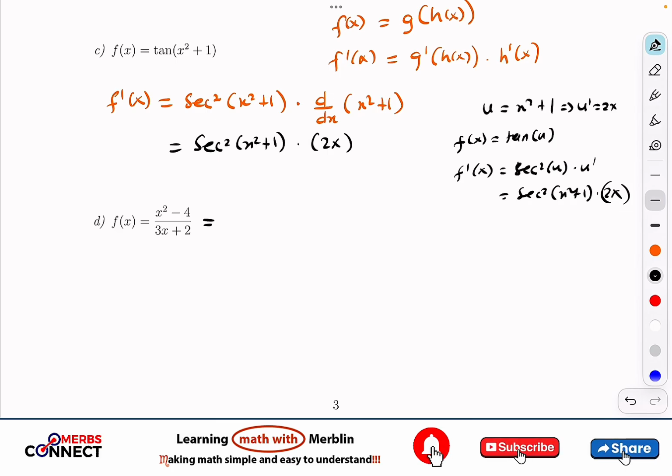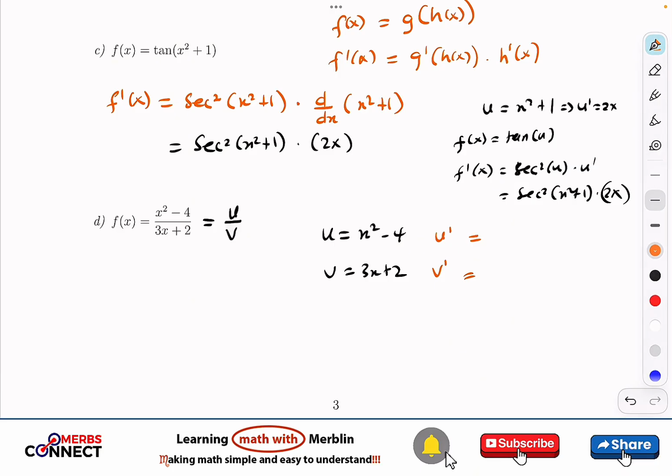Now let's look at d. For d, we are going to use the quotient rule. One thing that you need to know is anytime you see a question, you ask yourself which rule you are going to use. It's very important to know that as soon as you identify the rule, then you are almost there. So I know that this one I'm going to use the quotient rule. Let the top be u and the bottom be v. So my u is equal to x squared minus 4 and my v is equal to 3x plus 2. So I need u prime and v prime.